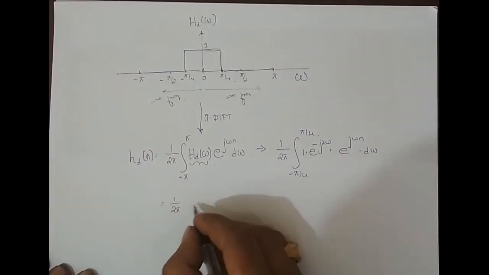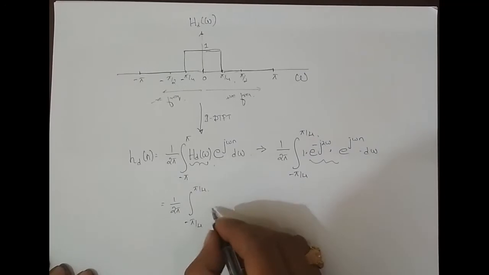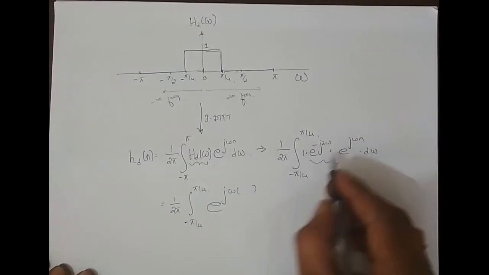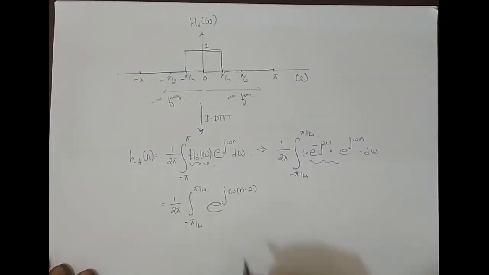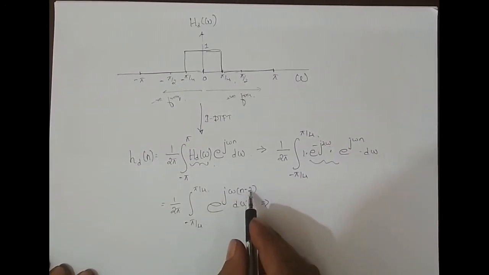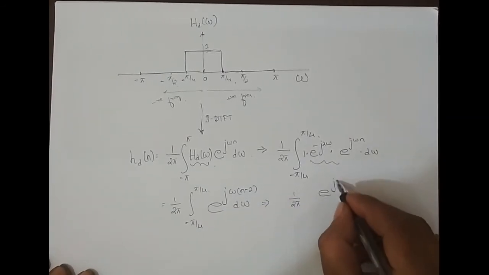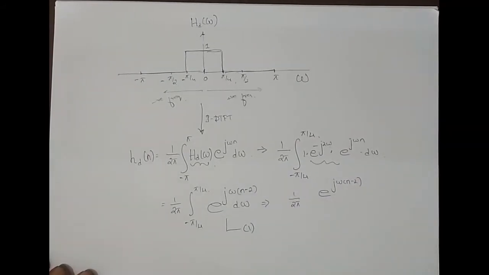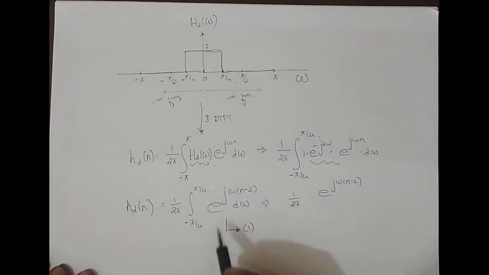Let me write it here. 1 by 2 pi, integrating from minus pi by 4 to pi by 4. If I take e power j omega common, what do I end up with? It is e power j omega n minus 2, d omega. Fine. So what is the integration of e power j omega into n minus 2 with respect to omega? I retain 1 by 2 pi as it is. It is e power j omega into n minus 2. Let me call this equation 1 because I need it later.